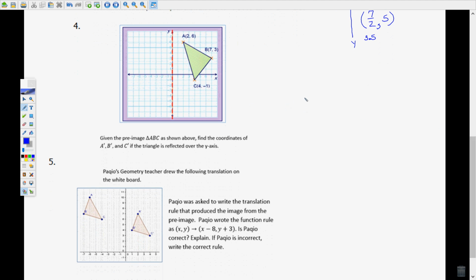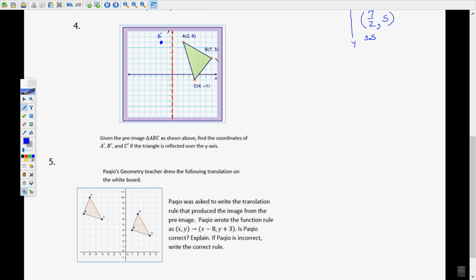Number 4 says, given the pre-image triangle ABC as shown above, find the coordinates of A prime, B prime, C prime if the triangle is reflected over the y-axis. So if this triangle is reflected over the y-axis, that means that you're going to mirror image this triangle on the other side of the y-axis. So if you notice, this is at (2, 6) over here. It's going to be at (-2, 6) on the other side. That will be your A prime.